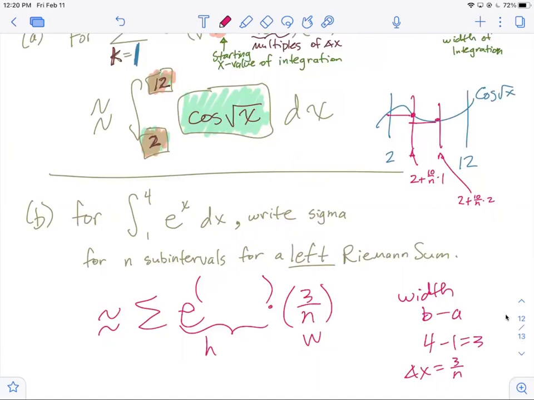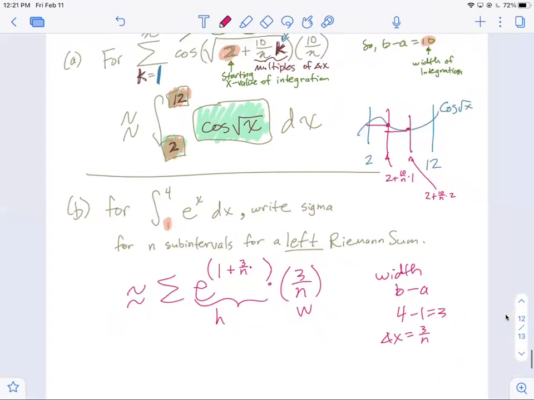E to the input. Now, what's the first value of x in my interval of integration? It's 1, right? So inside here, it's going to be e to the 1 plus, and then I just need to go multiples of the width. So it's going to be 1 plus 3 over n times, and now here's where we get to choose. Do you want your variable to be I, J, or K? Let's use I, because we've already used K.